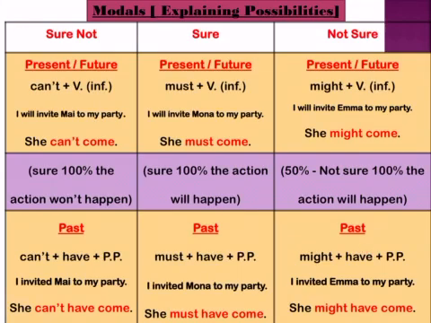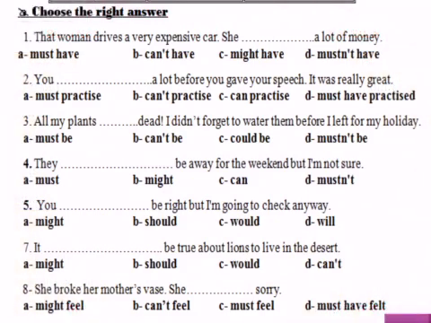For the past of being not sure, we use might plus have plus the verb in the past participle. So I invited Emma to my party. She might have come. Let's check your understanding. For this rule, choose the right answer.